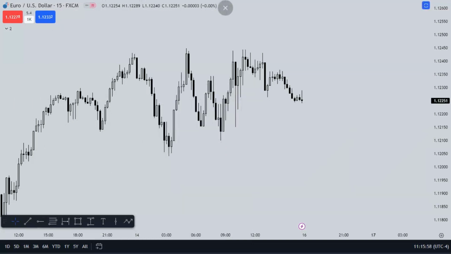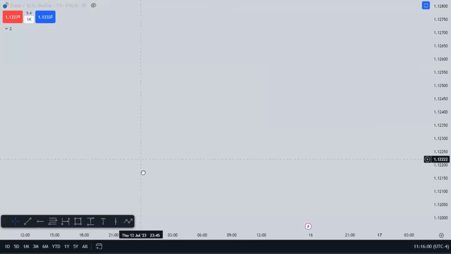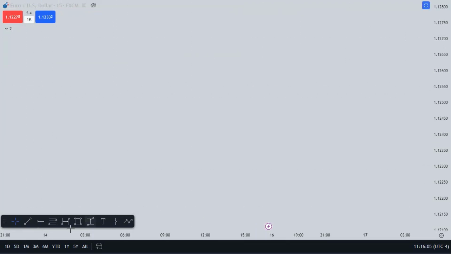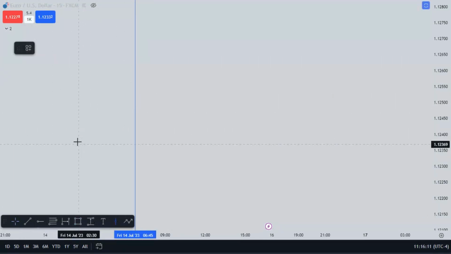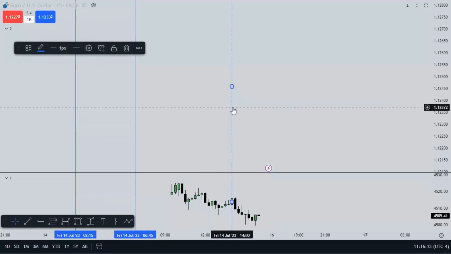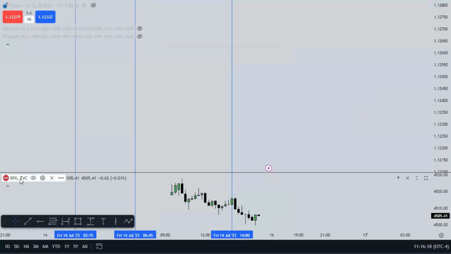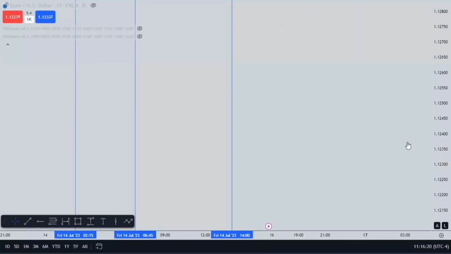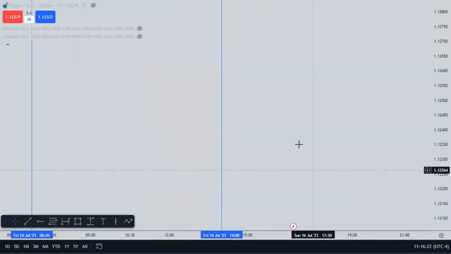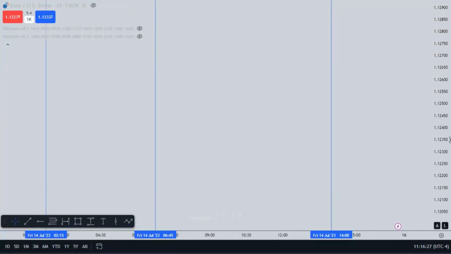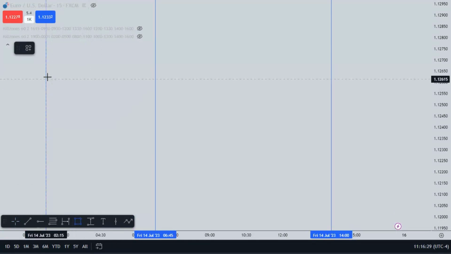Just gonna hide everything for now. Opening up a clean chart. So when we're trading using ICT concepts, we basically have a barrier, right? Let me just remove that. The first step I'm going to be indicating is strictly for Forex.